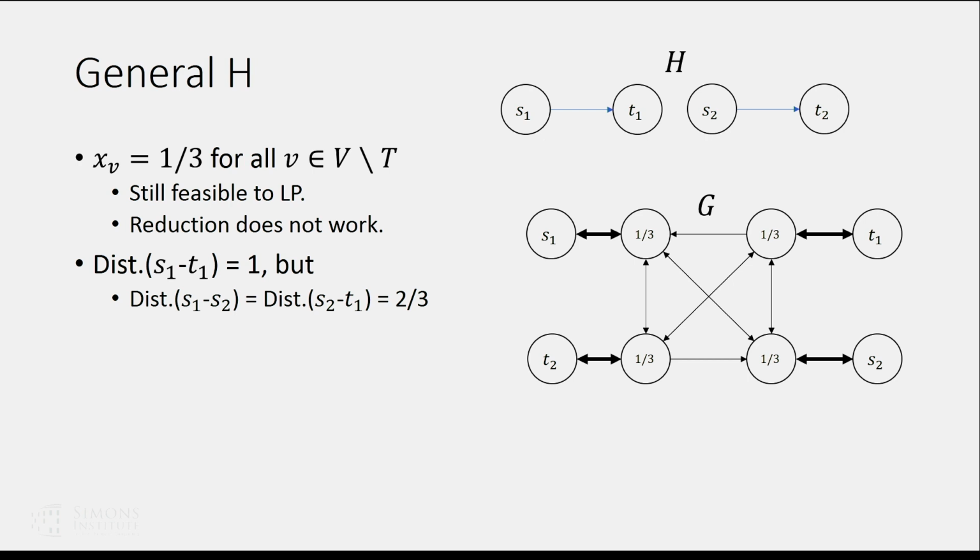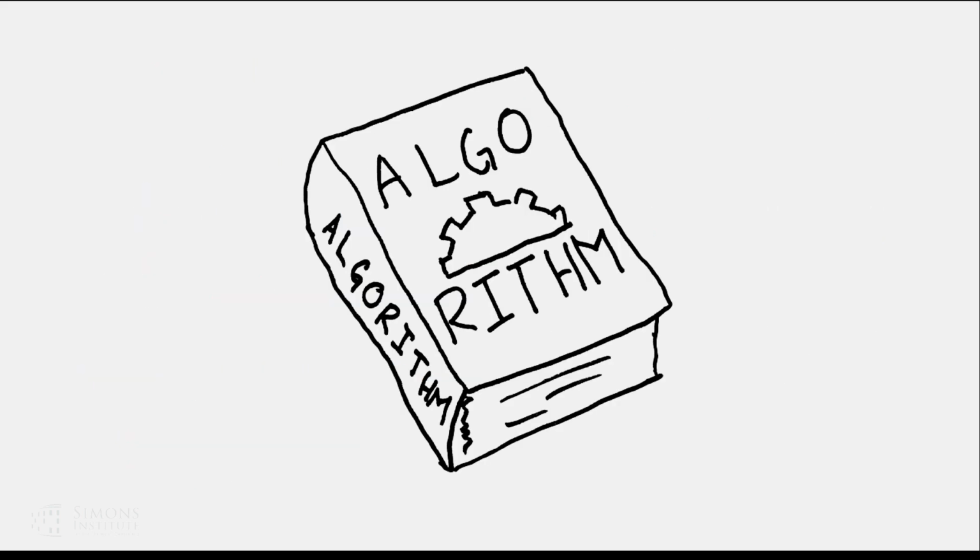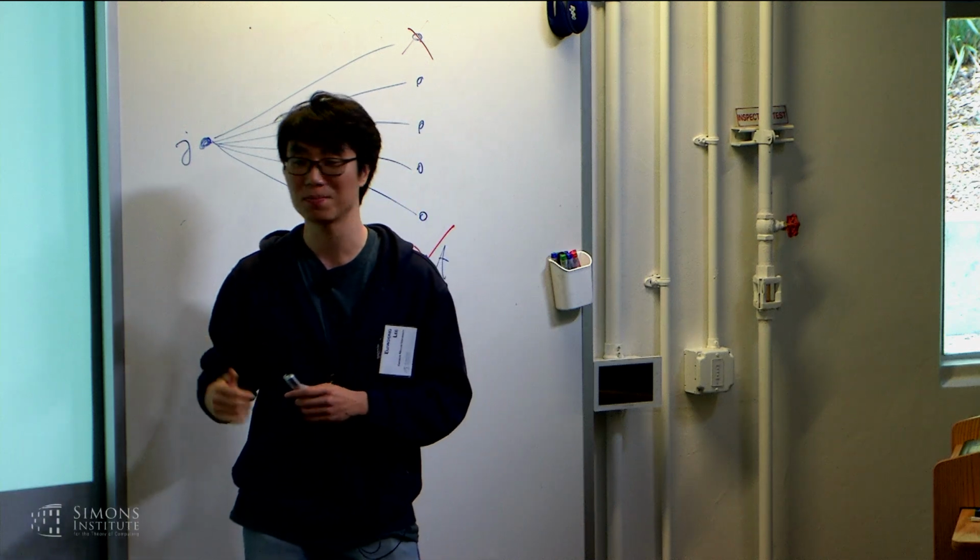So I was really very disappointed for a while, but actually I realized one trivial observation: in order to cut S1 from T1, we need to cut either S1 from S2 or S2 from T1. Okay? So this failure in proving hardness somehow inspired me to go to the algorithm. So sorry for this hand-wavy hardness. Let's go to the crisp algorithm.